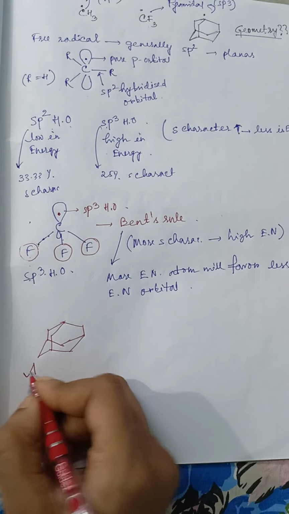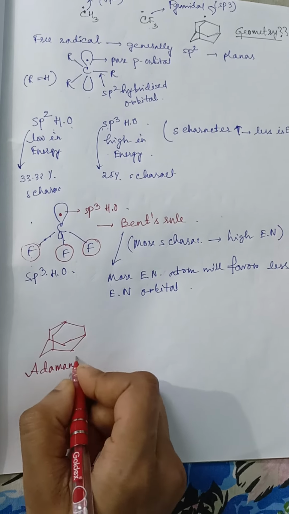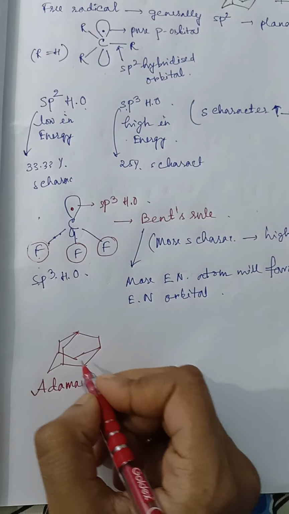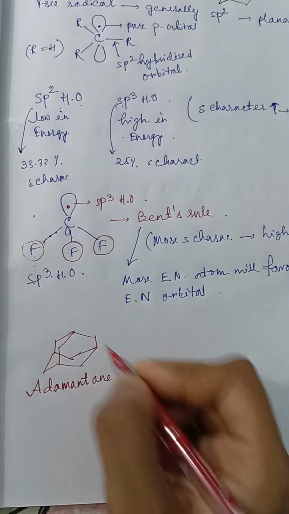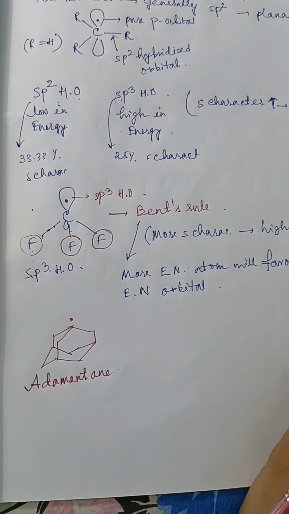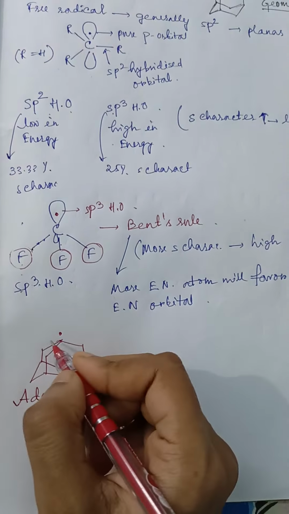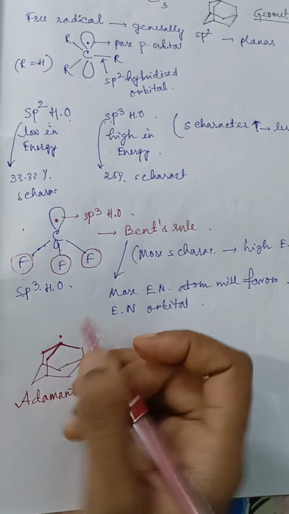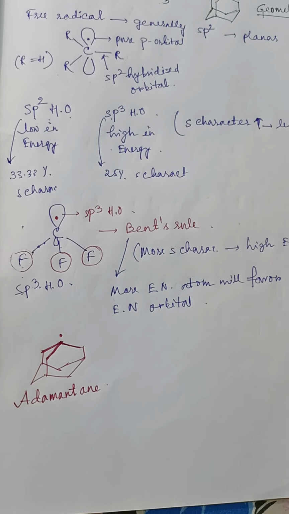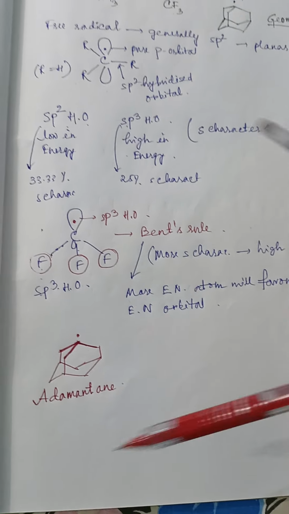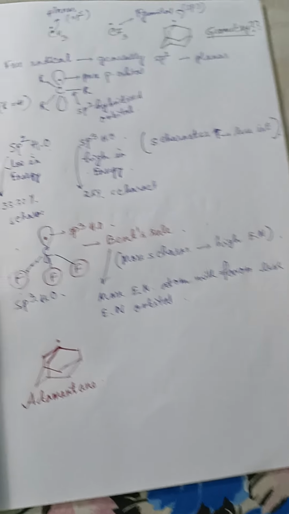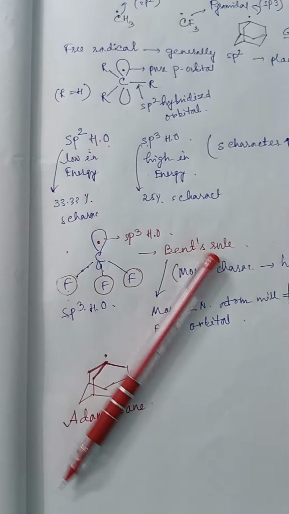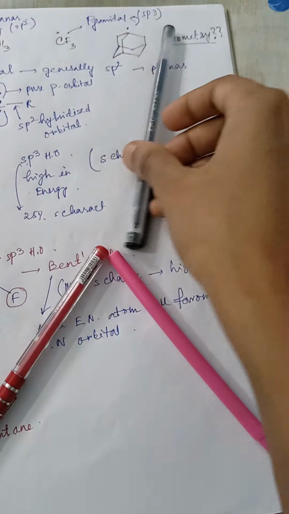Now what happens in this? This is called adamantane. The free radical is in here. Now you see, it's a cage structure, right? So these three bonds are like this. These three bonds are like this. It's very difficult to show. Okay. They can't assume the planarity which is needed. They can't be in one plane like this.